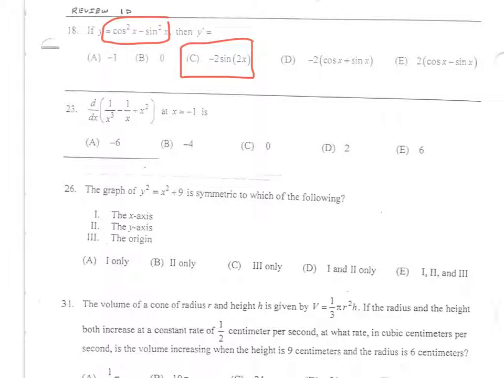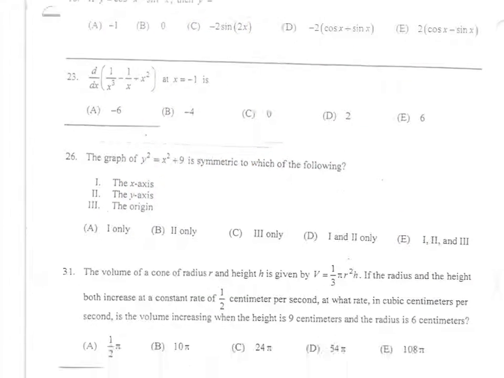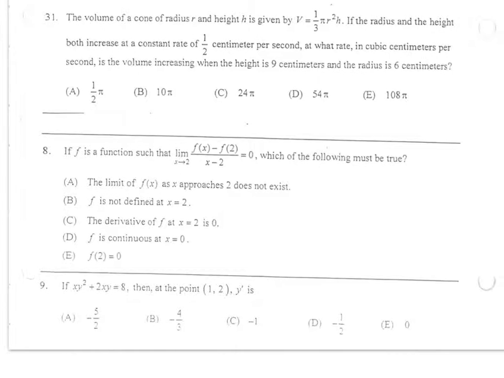23, you're going to probably rewrite the original problem as x to the negative 3 minus x to the negative 1 power. So x to the negative third power minus x to the negative 1 power plus x squared. And find the first derivative of that. You should end up with an answer of negative 4. 26, your answer is E. That's one of those that's not really a calculus problem. That was on an old test, but they no longer put that type of problem on the actual AP exam. So it's going to cross it out there. And keep on cruising on through here.